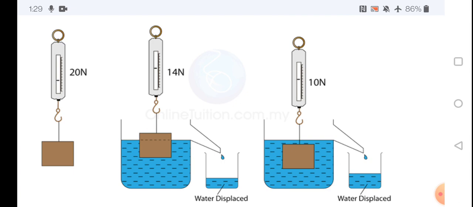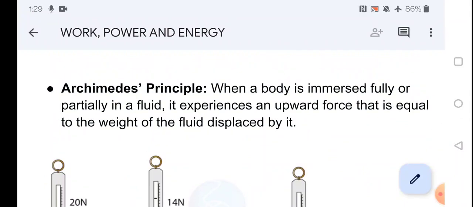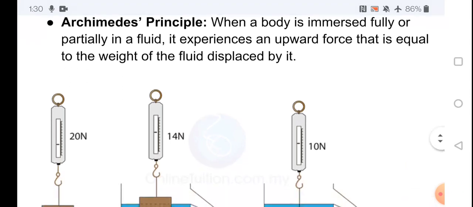We are putting some object in the water, not completely but partially in the water, so it displaces some amount of water. That water is equal to the weight of the object. So this is called the Archimedes principle. That is, when a body is immersed fully or partially in a fluid, it experiences an upward force that is equal to the weight of the fluid displaced by it.